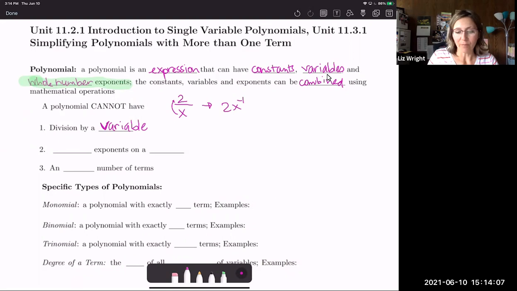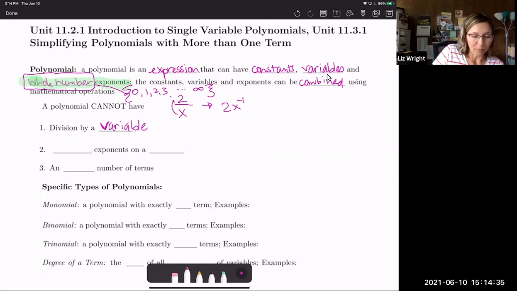So the negative 1, is that a whole number? No, it's an integer because it's negative, right? Whole numbers are 0 and then counting numbers. So it's like 0, 1, 2, 3, and then it keeps going up to infinity, but it's only that 0 and the positive integers there. All right, so we can't have division by a variable.